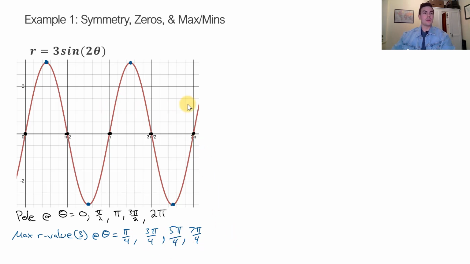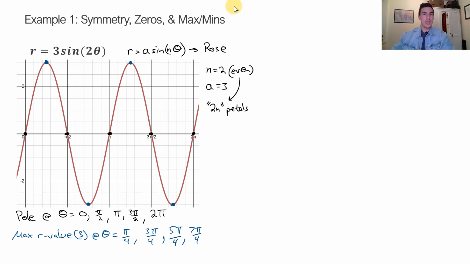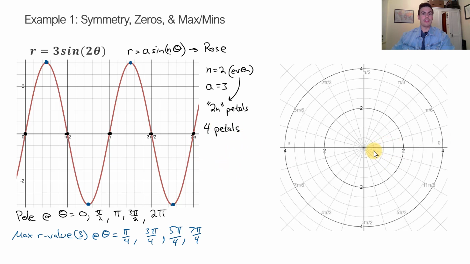Now also, I know that this looks like r equals a sine n theta, where n is greater than or equal to 2, right? So that lets me know that we're dealing with a rose here. We're dealing with a rose, and our n is 2, our a is 3. If our n value is even, then we have 2n petals. So 2 times n is the amount of petals that we have. If n is odd, then we just have n petals. In this case, it's even, so we have 2n, so we have 4 petals for this one. So with all of this information, we can go ahead and start graphing this.